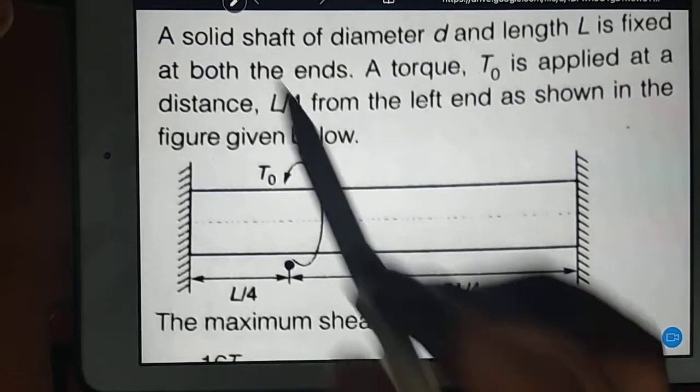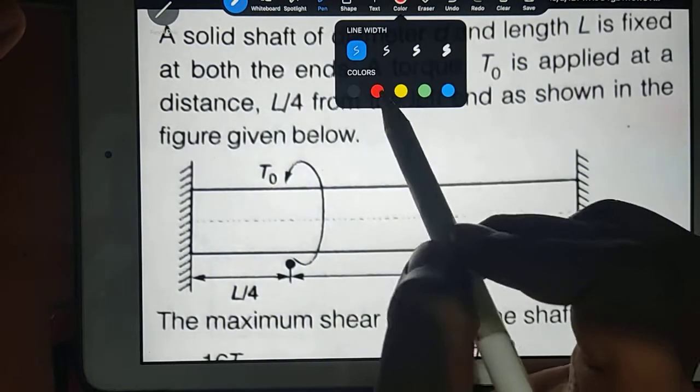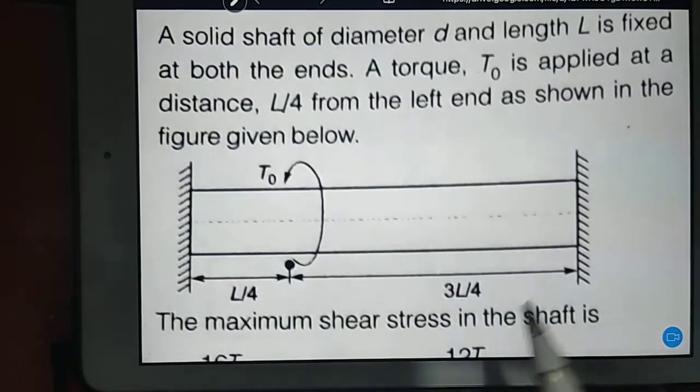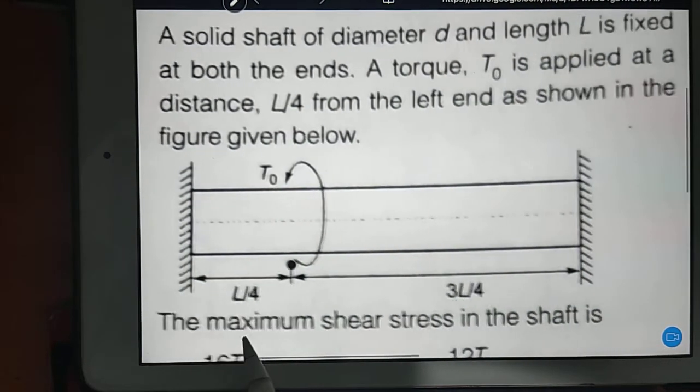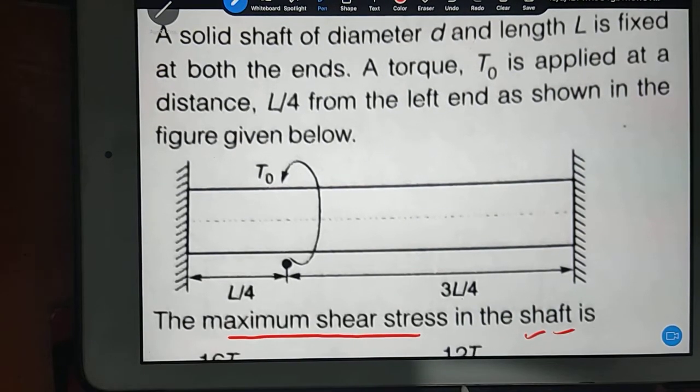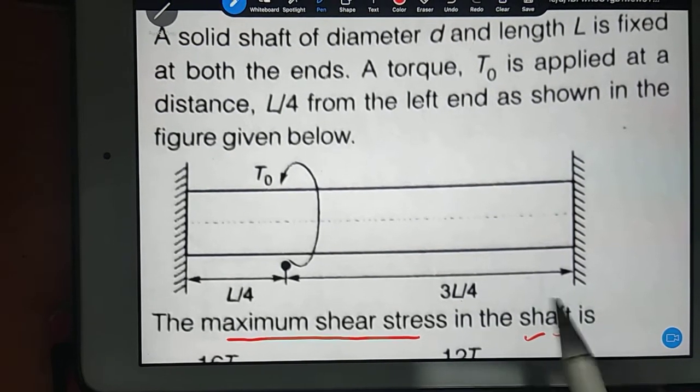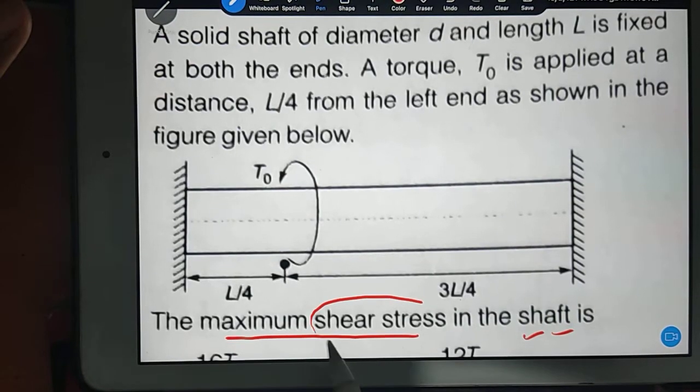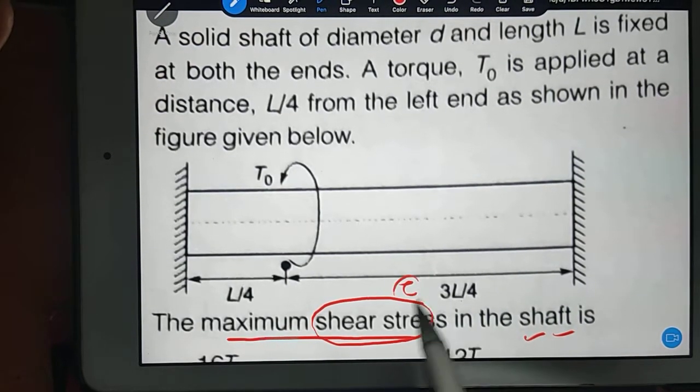Okay, see now. In this question, we need to calculate maximum shear stress in the shaft. How to calculate this? To calculate shear stress, we should have the tau value.